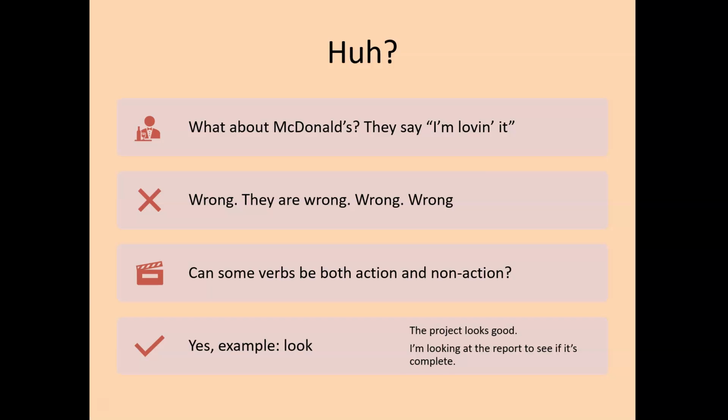Well, what about McDonald's, you might say? They say, I'm loving it. Well, grammatically, it's wrong, wrong, wrong. And can some verbs be action and non-action? Absolutely. So here's one. It's look. The project looks good. That means in general. Or I am looking at the report to see if it's complete. It means I'm doing that now. So I can use them in either tense.